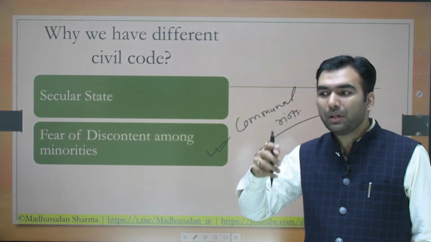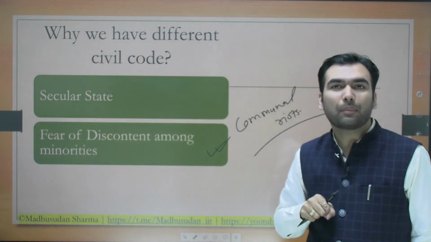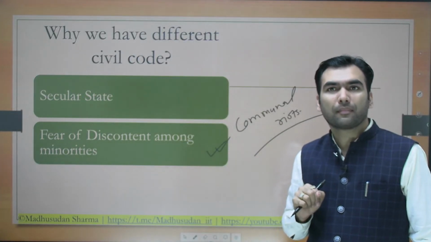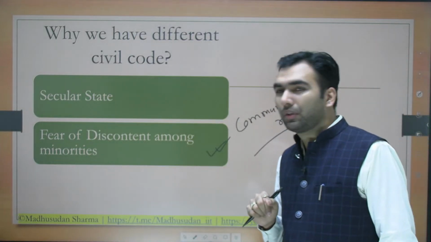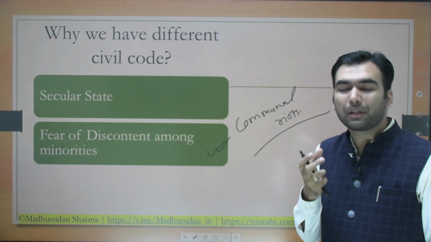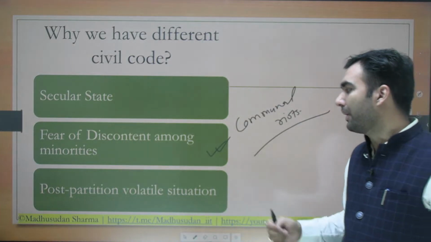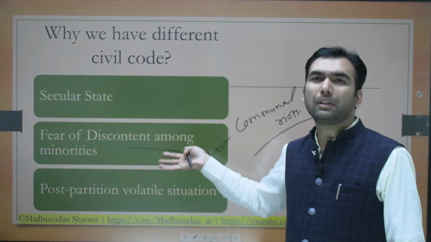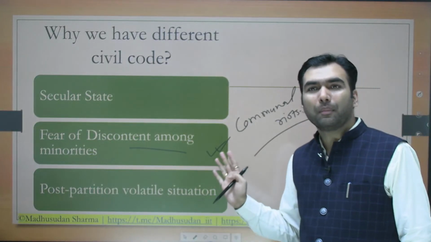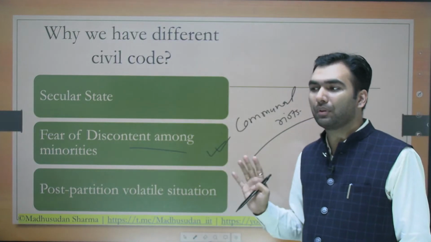So if you are changing certain ways or beliefs which are being performed by the minority community, they will always feel that the majority is imposing their ways, their customs on us. This is the feeling that we did not want at that point of time. Our leaders wanted to create confidence in the minority communities. And then obviously the post-partition volatile situation. This is also true even today, and is one of the primary reasons why we are not bringing it. We will also discuss separately the challenges that will come if we decide to bring about a uniform civil code today. But historically, these are the reasons why we do not have a uniform civil code.